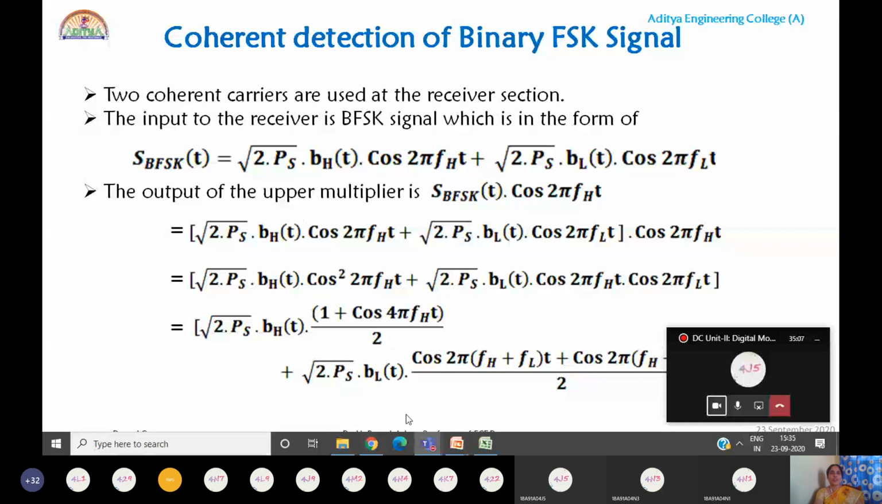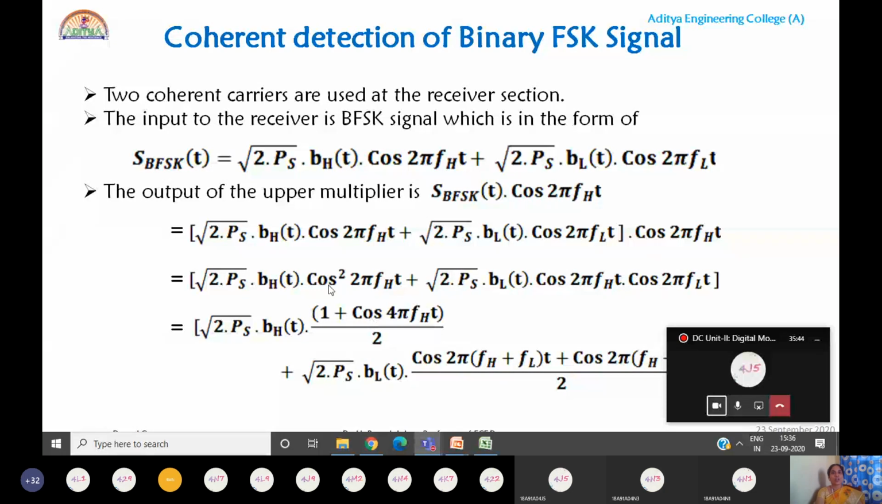Let us calculate the output of the upper multiplier first. It is root 2PS into BH of t into cos 2 pi FHT plus SL of t, that is root 2PS into BL of t into cos 2 pi FLT. This whole thing is the FSK signal, and it is multiplied by cos 2 pi FHT. If you multiply by cos 2 pi FHT, you will get cos square 2 pi FHT in the first term, and in the second term the product of cos 2 pi FHT into cos 2 pi FLT.